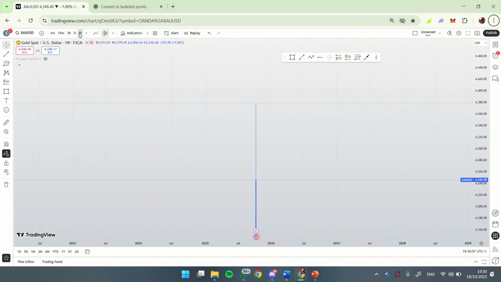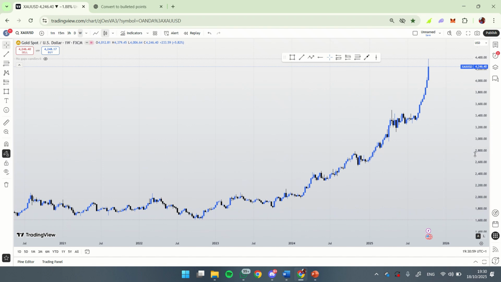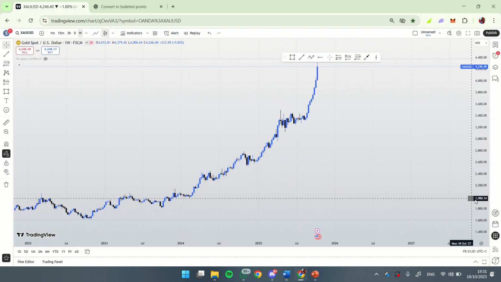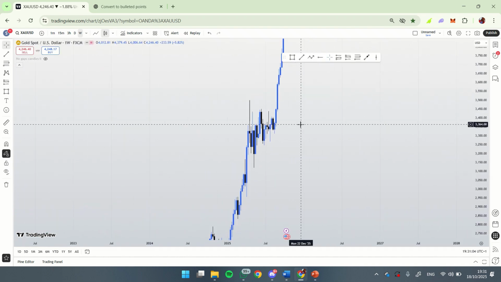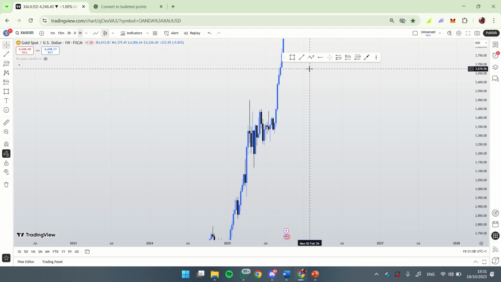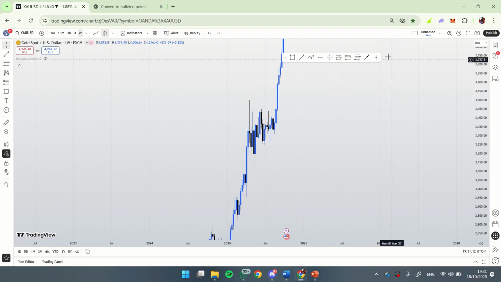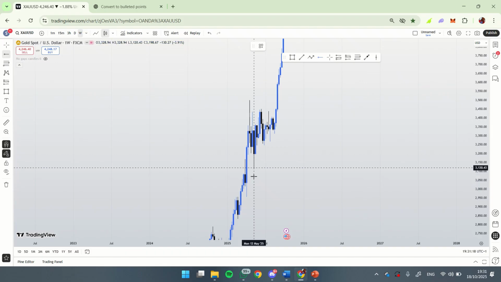Remember, I'm a scalper, but I'm looking at the weekly. What am I looking at on the weekly? Looking at structure. Where is the last low structure created? The low that brought the high. Where is it? Is this one? Where is it? This is the low that brought the high.